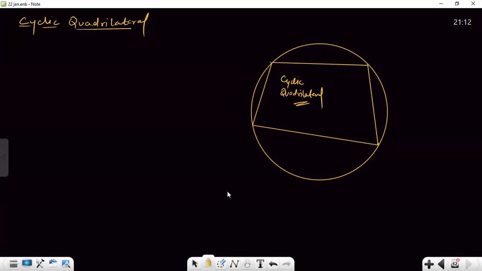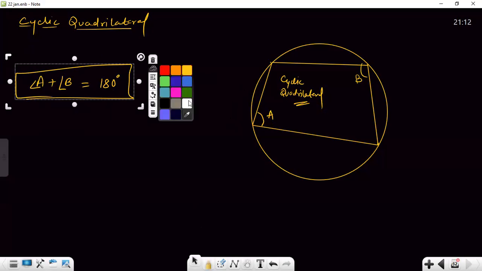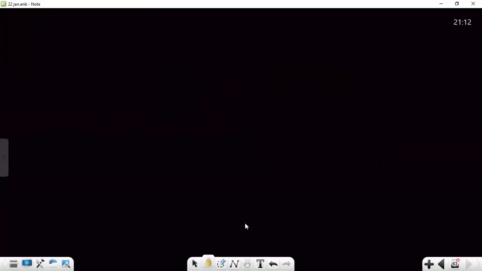And one thing that is certain about a cyclic quadrilateral is that the sum of opposite angles, A and B are the opposite angles here, will be equal to pi, which is 180 degrees. Also, the sum of all four angles inside a quadrilateral will be 360 degrees. We'll discuss more about why 360 degrees in geometry.